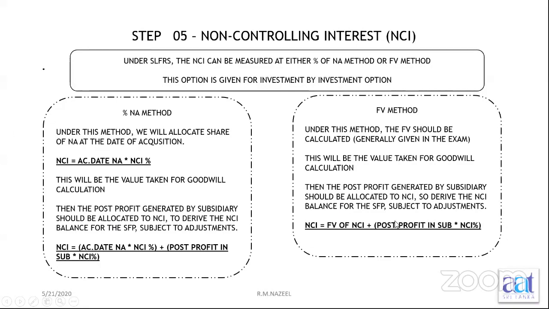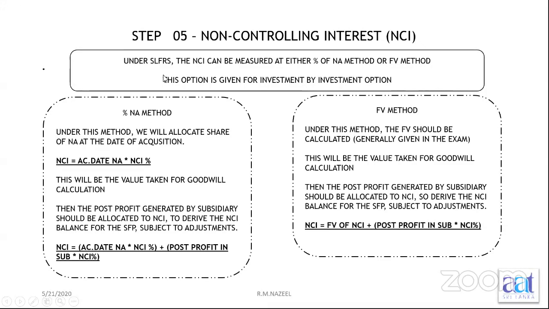Why? The standard wants a two-way matching: take the total investment and the total net assets. Only this fair value, you will be given as a number. Once the amount is given, the same step follows. What do you need to do? Go to the post profit generated in the subsidiary, take the NCI percentage, and add it to that. That will be the amount for balance sheet purposes. So for NCI, you are given the fair value.